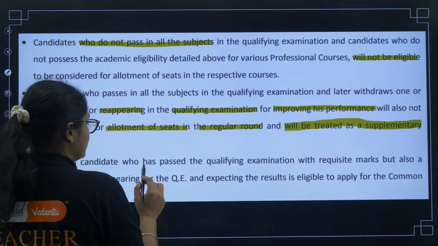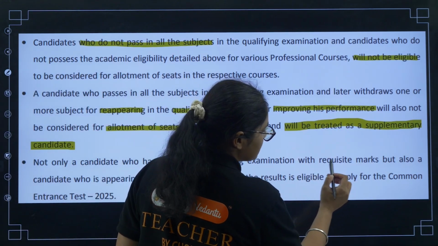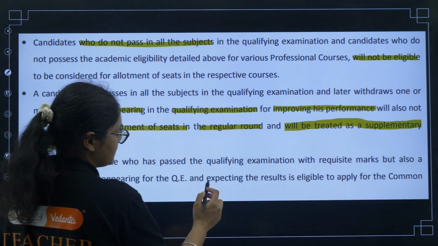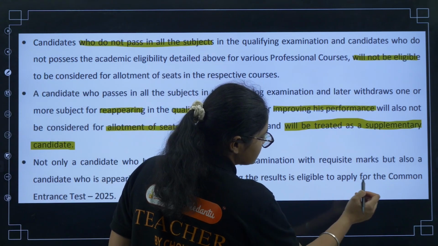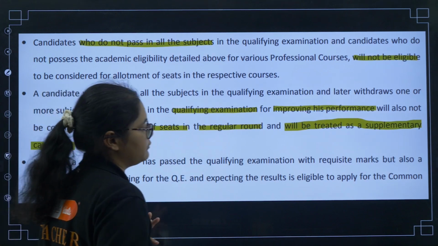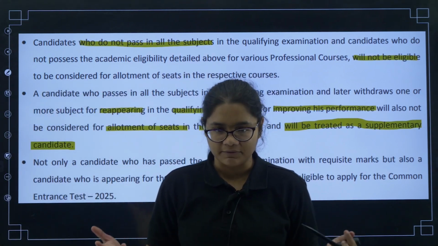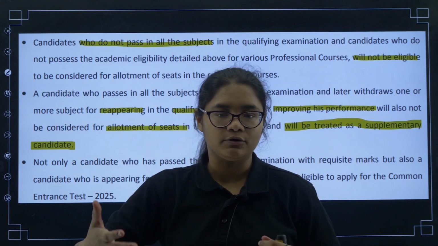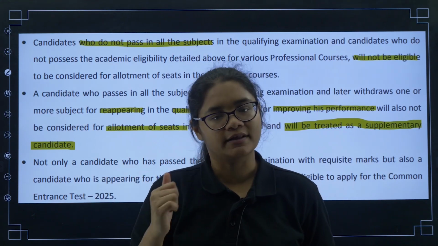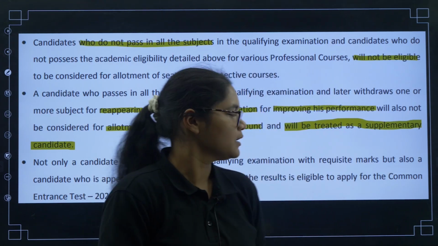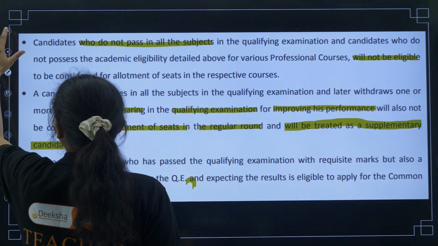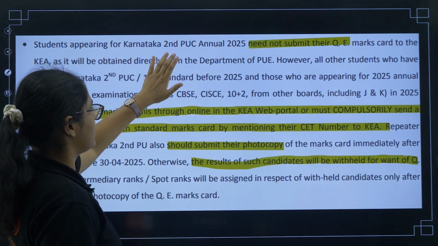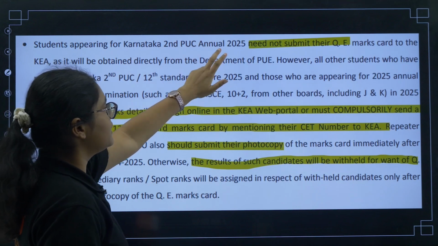Now, not only a candidate who has passed the qualifying examination with requisite marks, but also a candidate who is appearing for the qualifying examination and expecting the results is eligible to apply for KCET 2025. Okay, so if you haven't passed 12th before and you are appearing this year, then also you are eligible. Okay, fine.